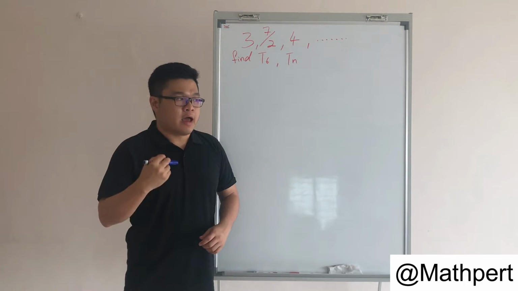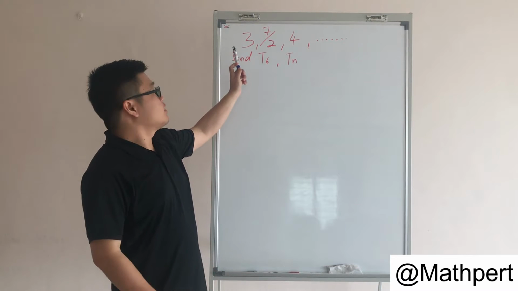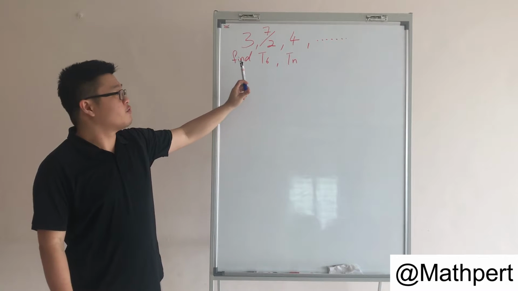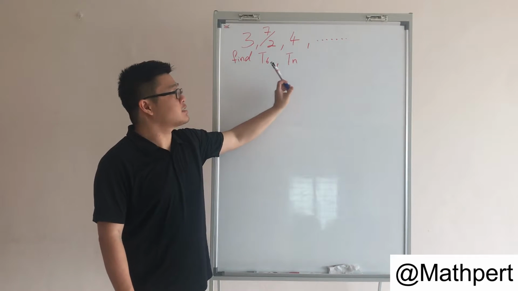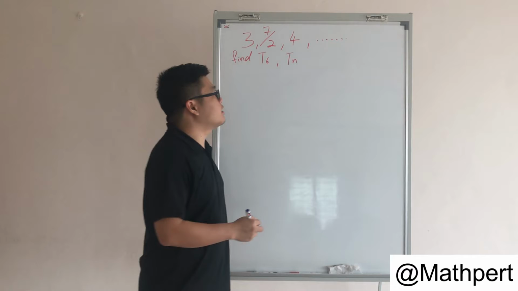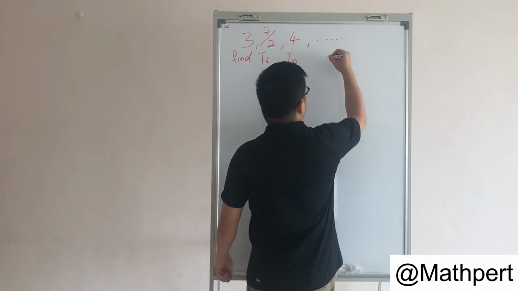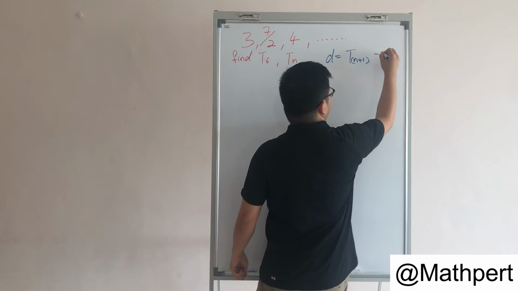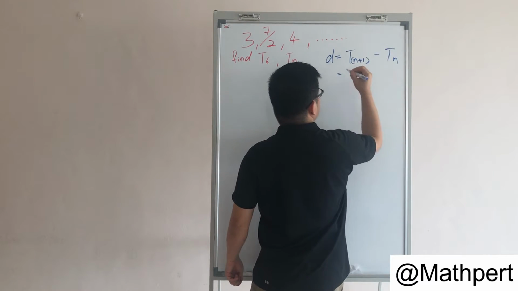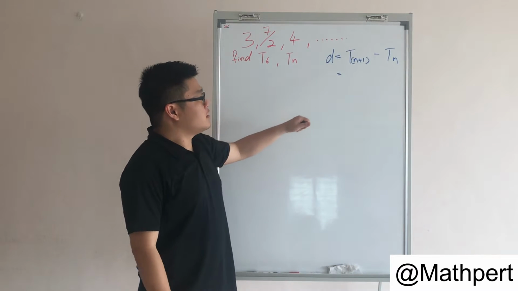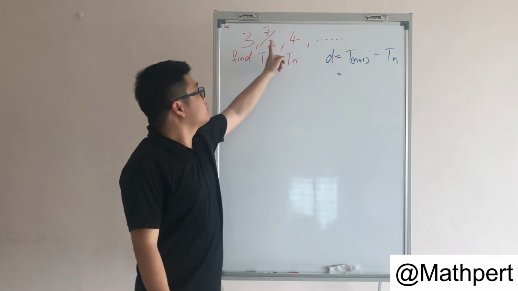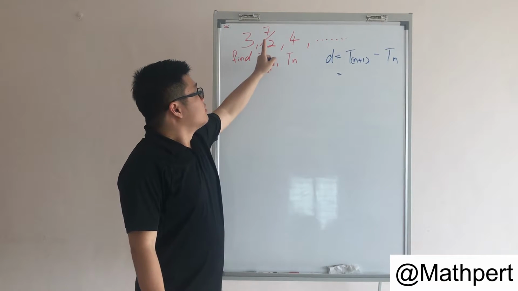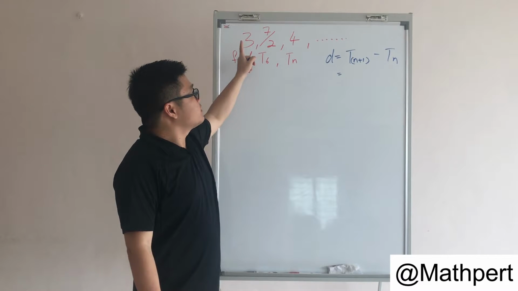Okay, let's take a look at an example. Given by the question, this is the arithmetic progression, and we are asked to find Tn, T6 and Tn. First, we find the common difference. So the common difference is d equals Tn plus 1 minus Tn. In this case, we are using 7/2, which is the second term, T2 minus T1.